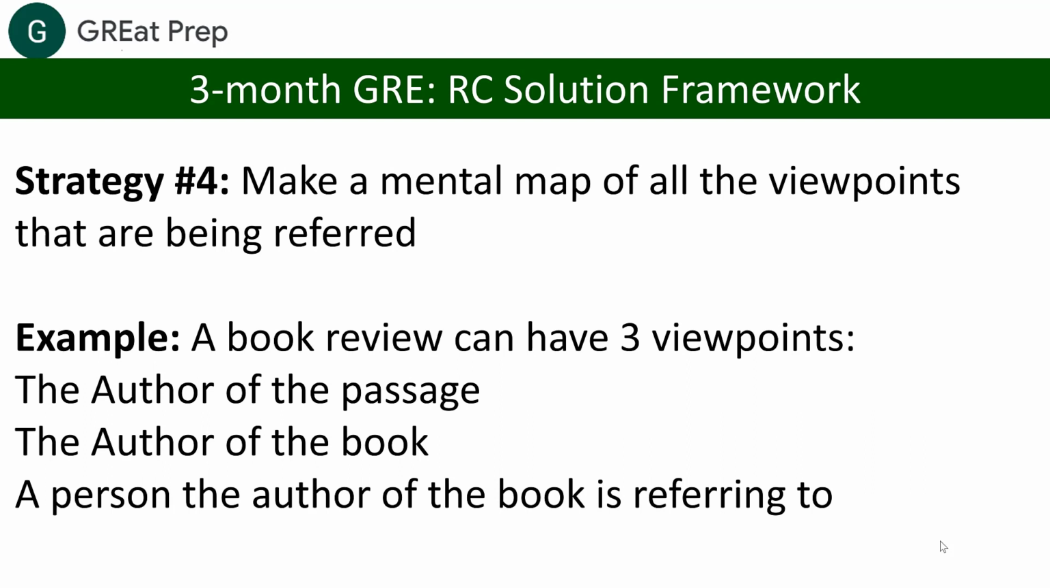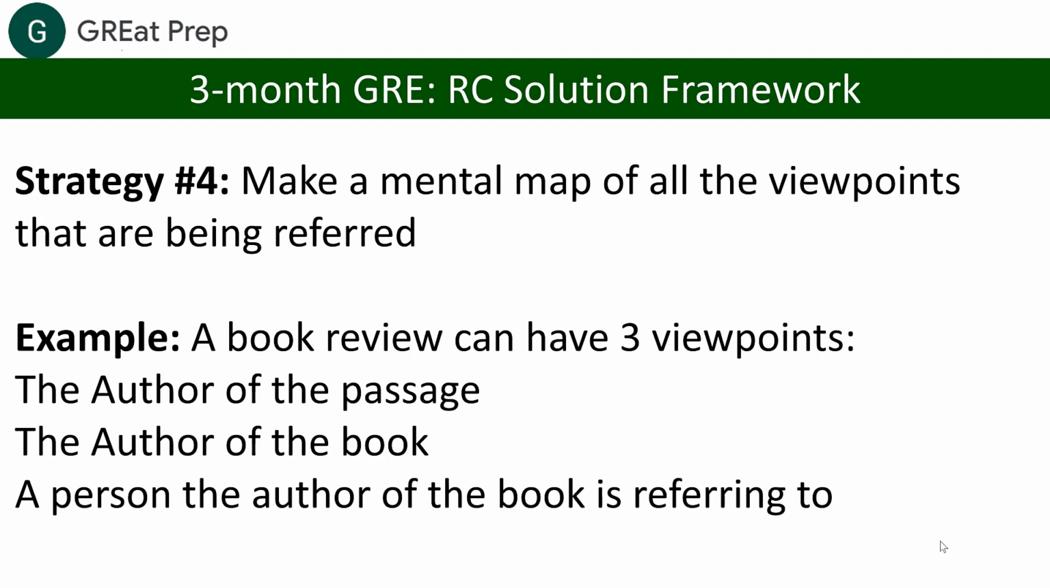Strategy number 4. Now, this is a little more advanced strategy, and it may not be applicable to all reading comprehension passages, but there are certain passages where you have different layers, right? Because there are multiple viewpoints. For example, if the passage is reviewing a book, you can actually have 3 viewpoints. The author of the passage, the person who's reviewing the book. There is the author of the original book, which the author of the passage is reviewing. And then there might be a character in the book, which the author of the book is referring to. So you see there are 3 different layers and 3 different viewpoints.